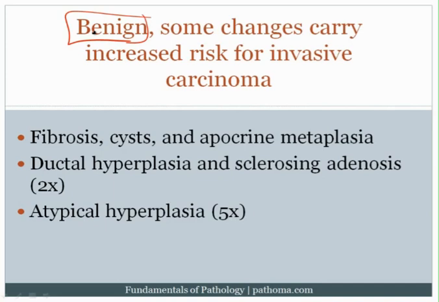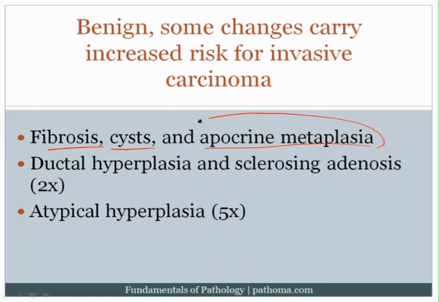And this is particularly high yield, so I'm going to run through just the few ones that classically show up on examinations. One possibility is that when a woman has fibrocystic change, she's simply got fibrosis and she's got cysts, and some of those cysts can be lined by apocrine metaplasia. Now, important to note that when you have fibrosis, cysts, and apocrine metaplasia, or any one of these three, they are benign and there's no increased risk for future development of invasive carcinoma. So that's the first set, fibrosis, cysts, and apocrine metaplasia.